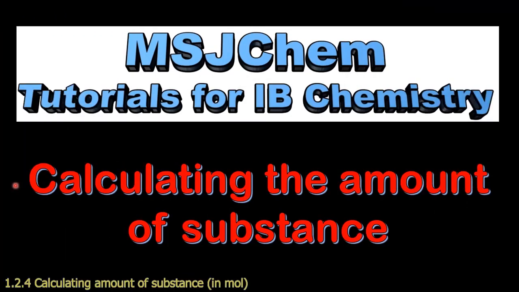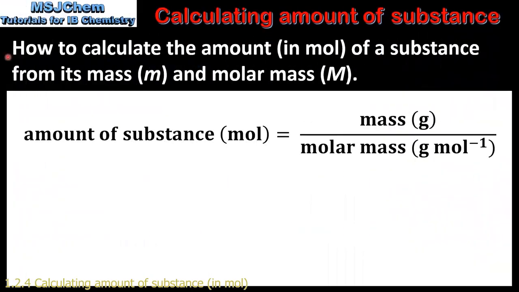This is MSJ Chem. In this video, I'll be looking at how to calculate the amount of substance. So we'll start the video by looking at how to calculate the amount in moles of a substance from its mass and molar mass. In this equation, we have amount of substance in moles is equal to the mass of the substance divided by its molar mass. The unit for mass is usually grams, and molar mass grams per mole.